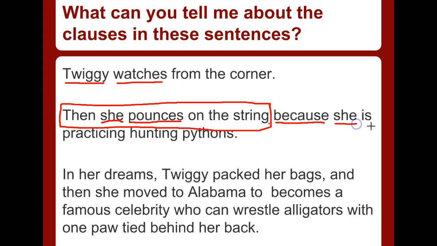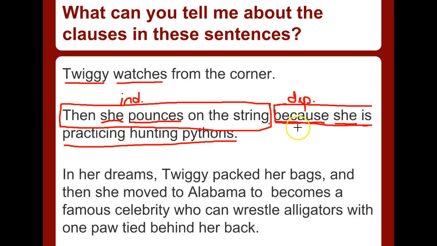Here is my subject. Here is my verb, which makes this second half, going all the way down here, a dependent clause. It happens to be an adverb clause. And because I have one independent clause and one dependent clause, that makes this a complex sentence.